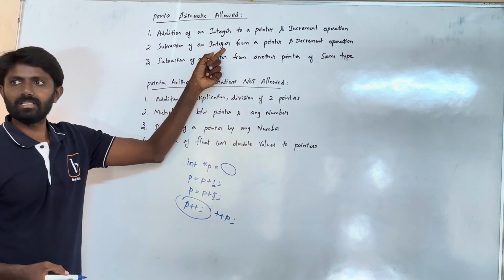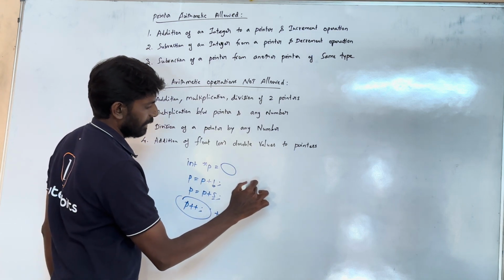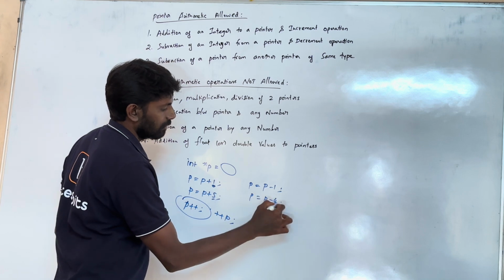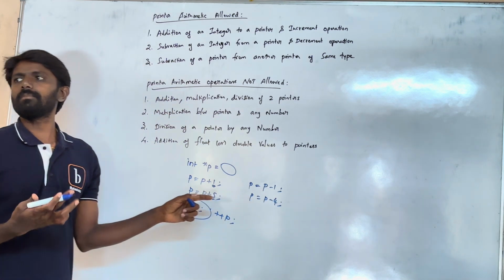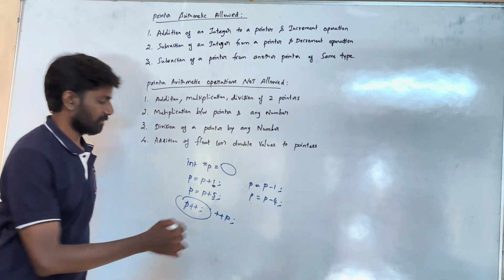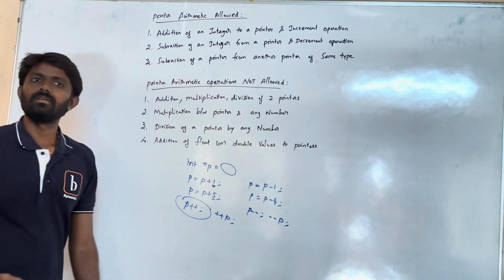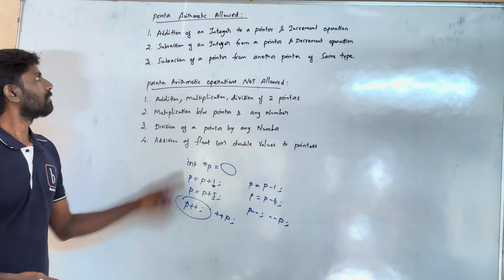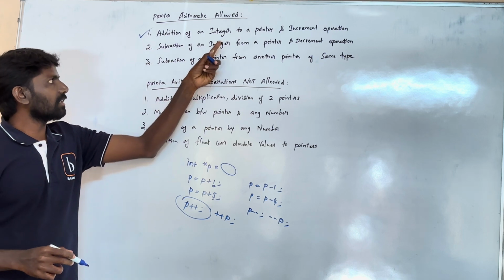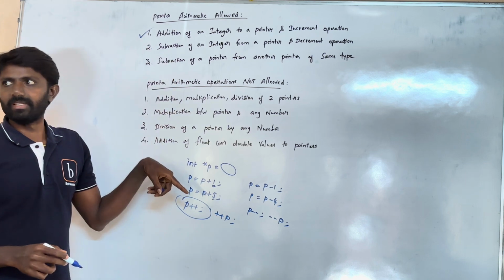Subtraction of an integer from a pointer, like p = p - 1, p = p - 4. Like this you can subtract some integer from a pointer, or the decrement operation is also allowed. That is p-- or --p. So these are all allowed. That is what we discussed.